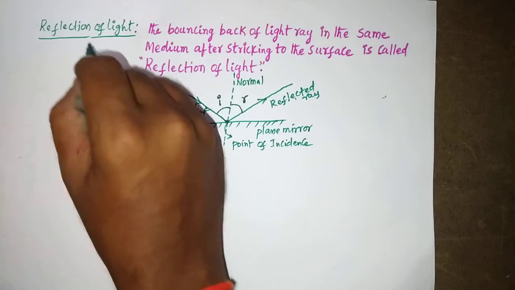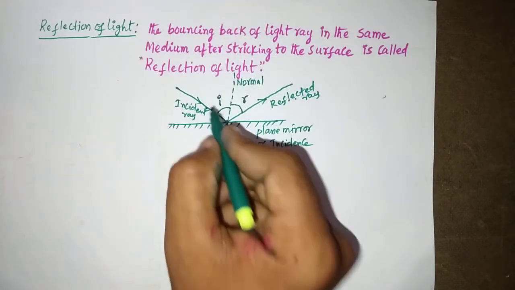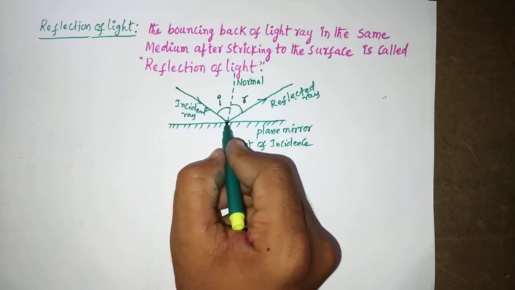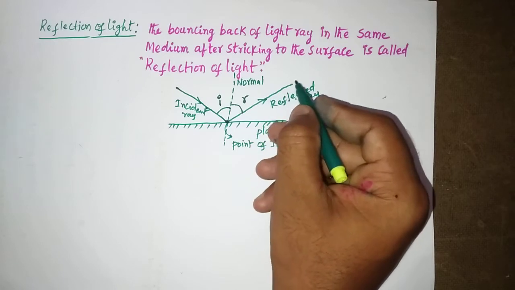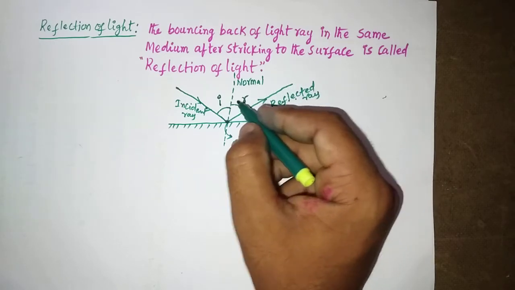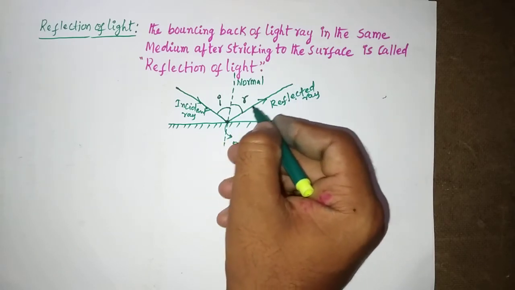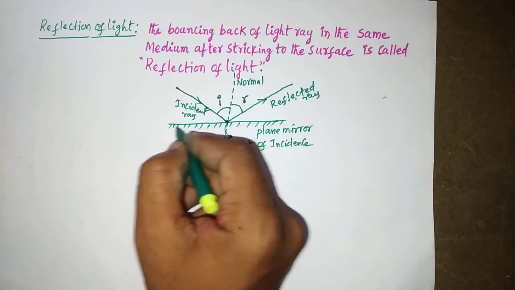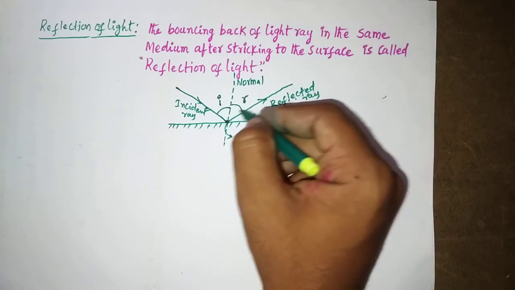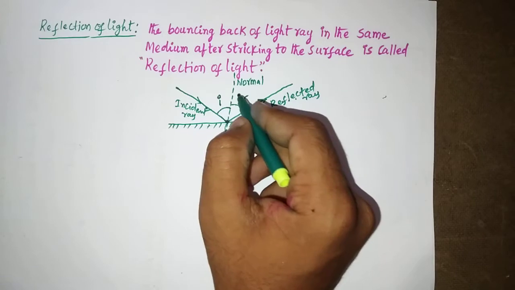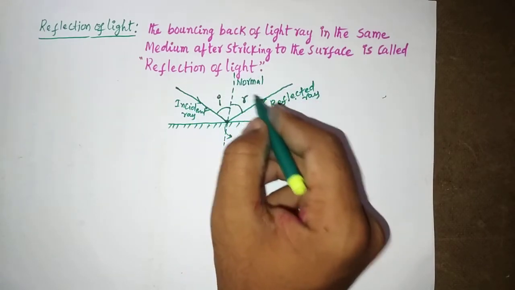What is the phenomenon of reflection of light? When a light ray is incident on the surface, it bounces back after striking, into the same medium. The bouncing back of a light ray in the same medium after striking the surface. Medium here means, if you observe, this is the same plane.